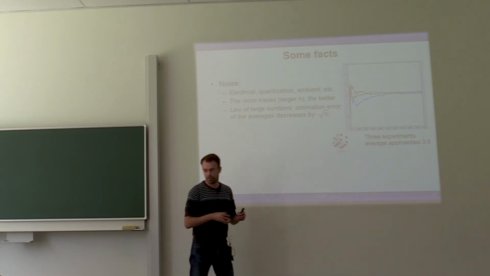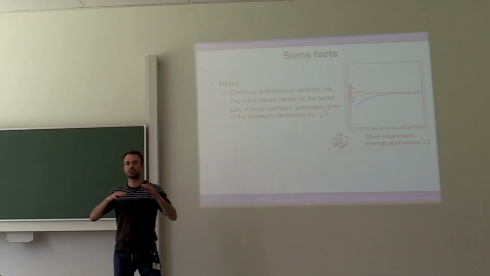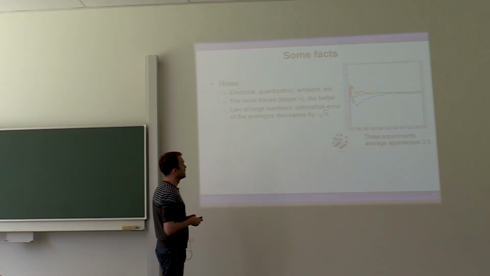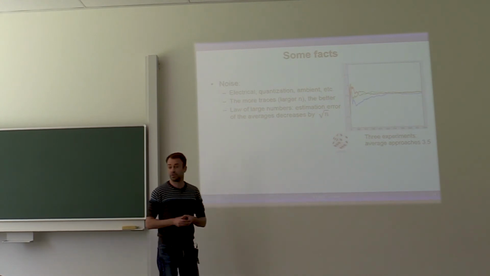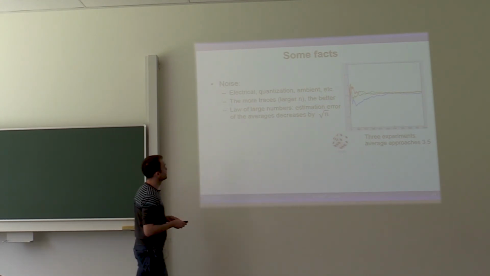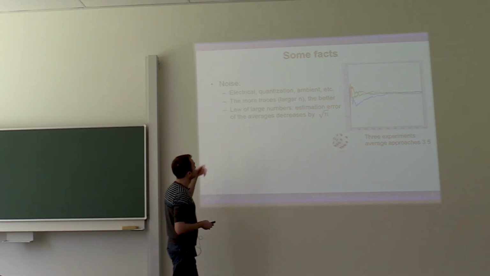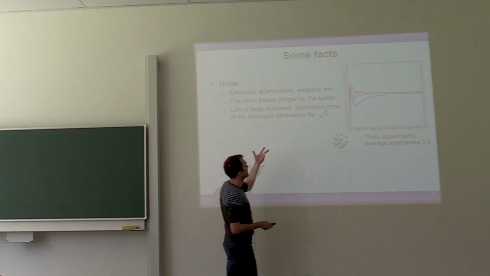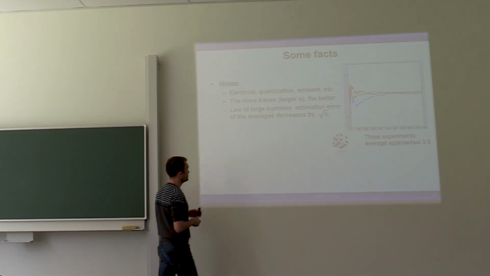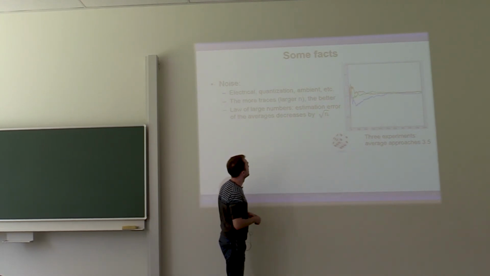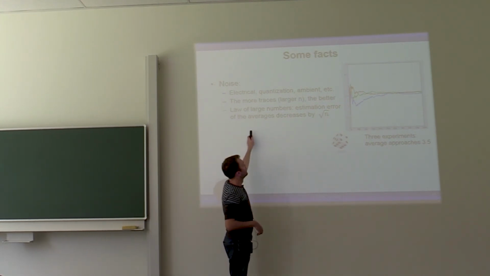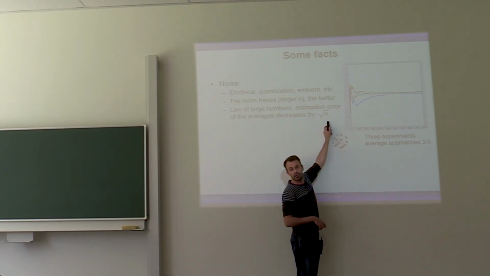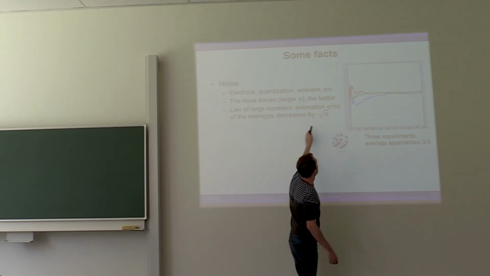We have ambient noise, so if I repeat the same measurement at a different room temperature, the measurement will look different. All these sort of things. And the easiest way for us to compensate all these forms of noise is to increase the number of measurements. The more measurements we can take, so if we increase the n in all the examples before, this will help us to reduce the noise. Because of the law of large numbers, the noise in the estimation of these averages will decrease with the square root of n. So if we make n larger, we get less noise.